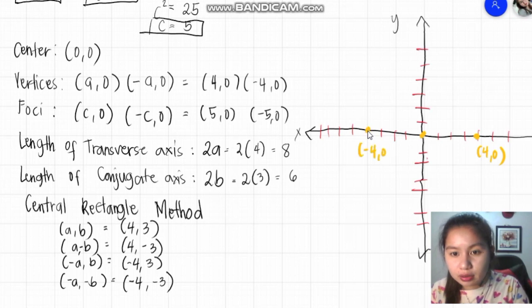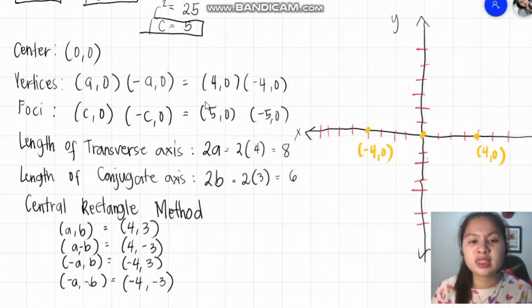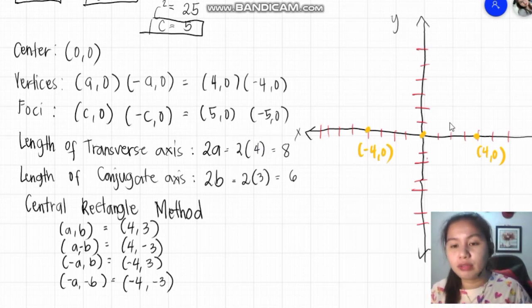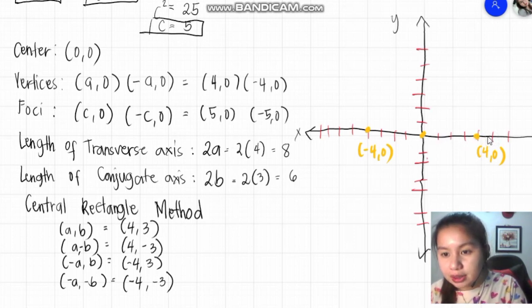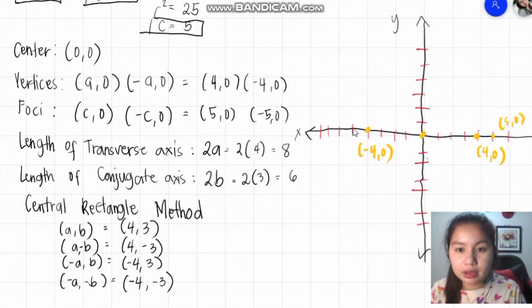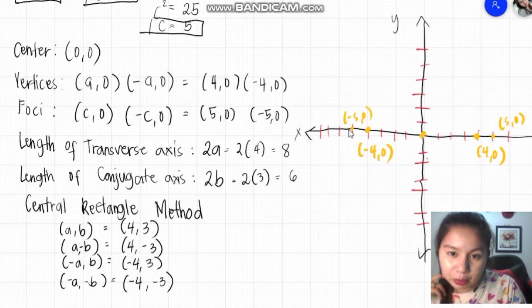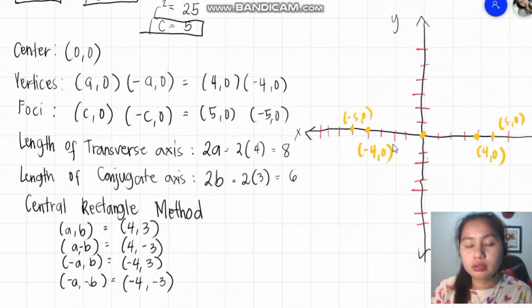Negative 4, 0. Next naman natin is the foci. We have 5, 0 and negative 5, 0. So, 5, 0, 1, 2, 3, 4, 5, and then 0. So, this is the foci. 5, 0, and then, negative 5, 0. So, nandito sa kabila. We have negative 5 and then 0. Yan si foci. Sorry, hindi ko pa nalagyan ng point. Ayan, okay. So, ngayon, para makagawa na tayo ng hyperbola, sobrang simple lang ito.